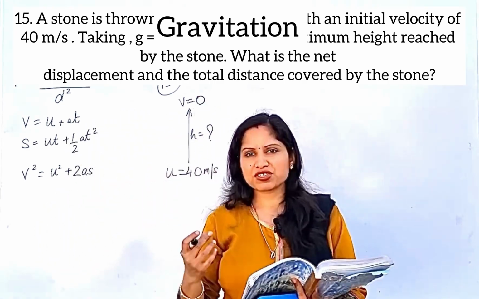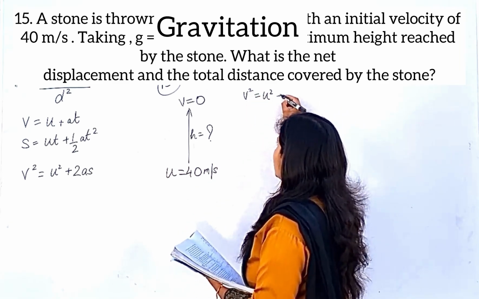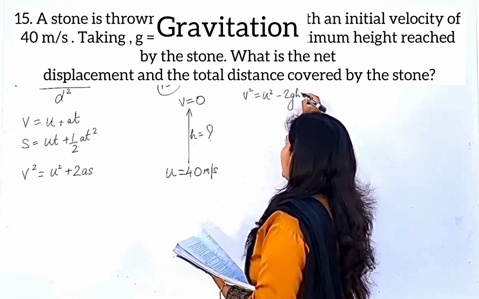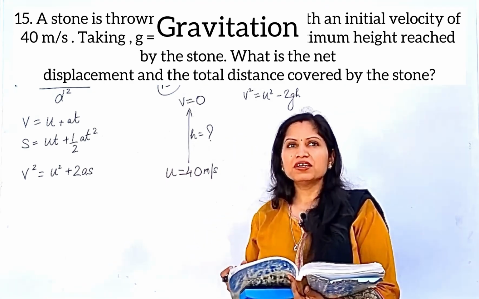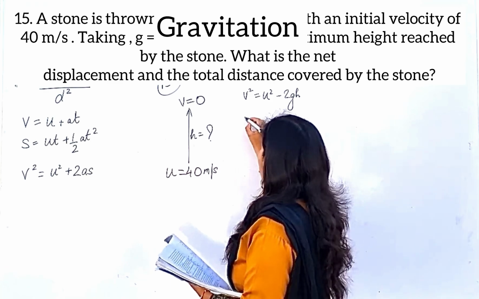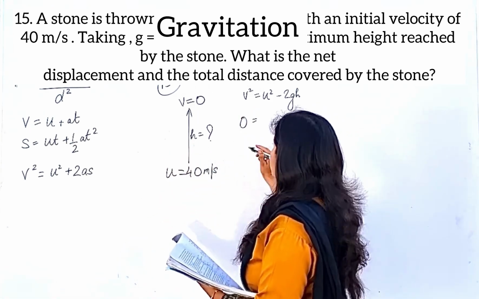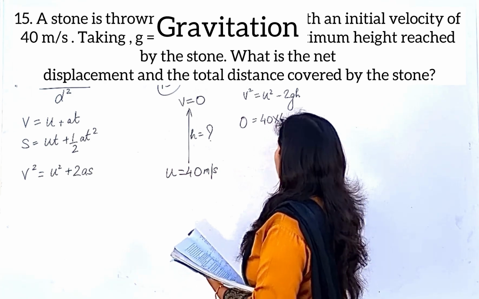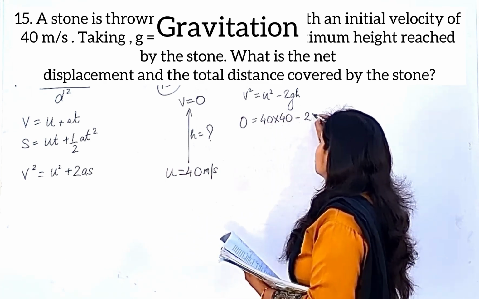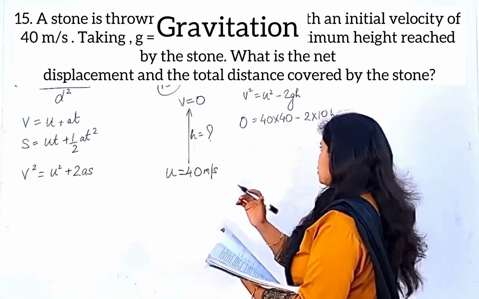Whenever you don't have time, use the third equation of motion. So v square is equal to u square minus 2gh. Directly I'm using minus 2gh because now you know it's going against gravity, so it will be minus 2gh. Now v is 0. 0 square is also 0. u square is the square of 40, minus 2 into 10 into height. The small g value is given as 10 in the question itself.